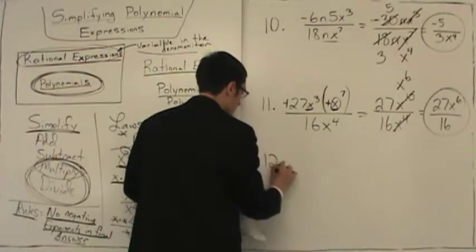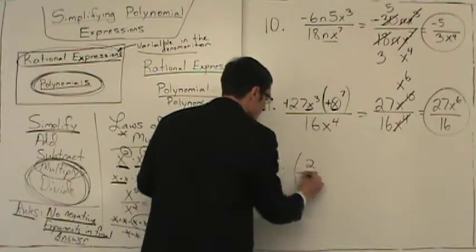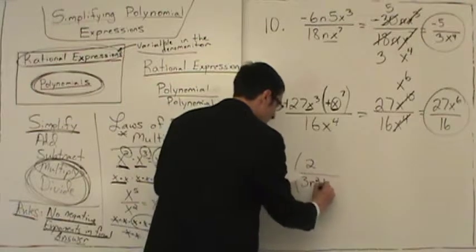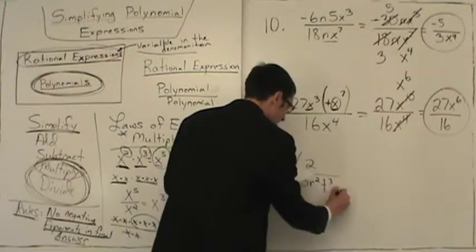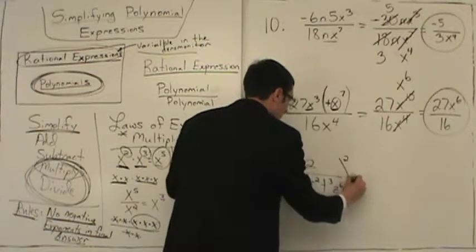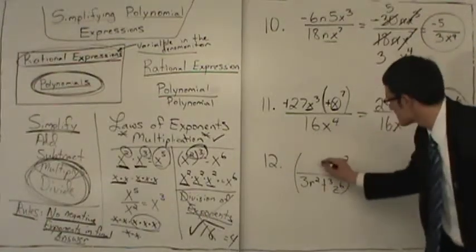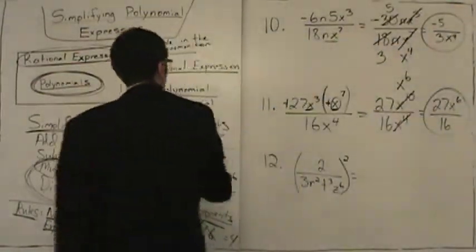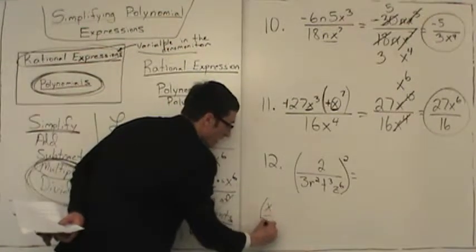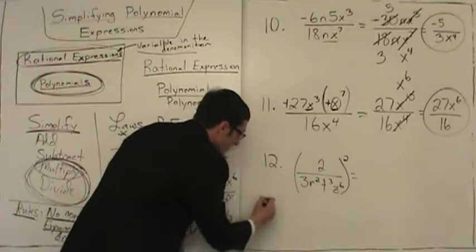Number 12 says 2 over 3r squared t cubed z to the 6th, all this to the second power. Okay, what do we do here? Does the exponent affect everything inside parentheses? Yes. Reminding you, law of exponent. If I write on the board, well, I'm just going to put it here, x over y. This is our last problem today.